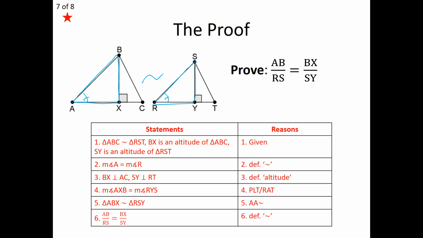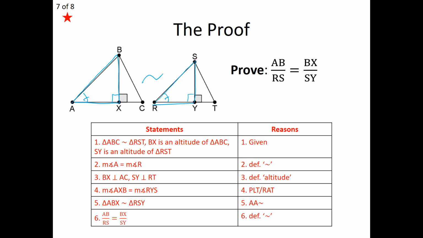In step 4, I did save us some tedious work by combining a few reasons. I can immediately claim that this angle, AXB, which we know is going to be a right angle, and this angle here, SYR, is also going to be a right angle. Those two angles are going to be equal to each other. I combined a few reasons there using the perpendicular lines theorem and the right angle theorem, that we know all right angles are equal, and that if things are perpendicular, then they form four right angles.